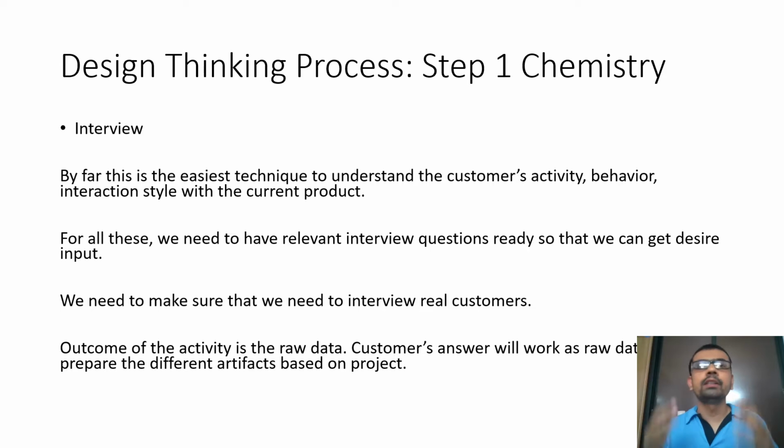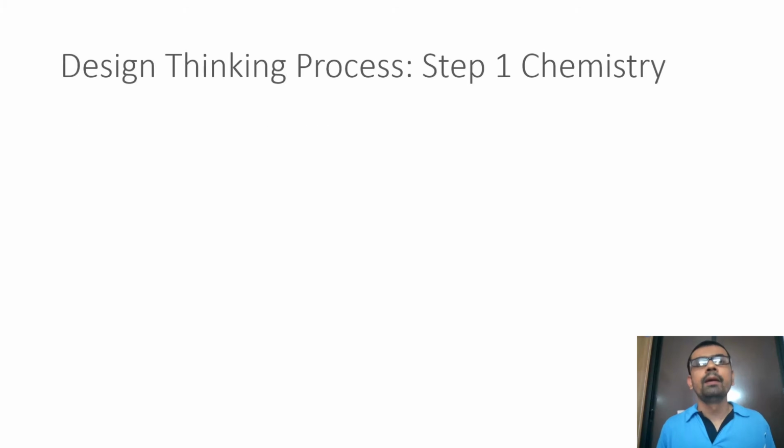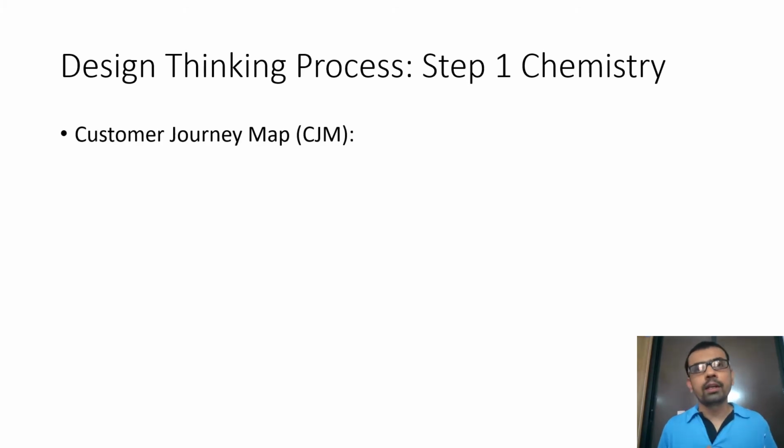After getting all the answers, those will be treated as raw data for us, and we'll treat that raw data as artifacts for building other things, or maybe analyze something from there. So in step one, we can understand the customers by interviews. We need to interview the real customers and we can get the raw data. Now, if we have the raw data, what are the artifacts? We can prepare a customer journey map. Let's say we will prepare a customer journey map for buying groceries.